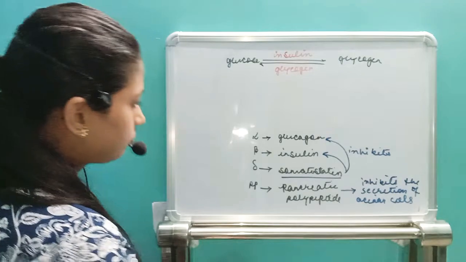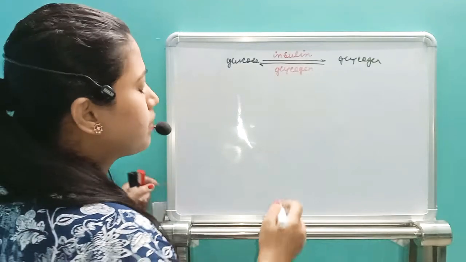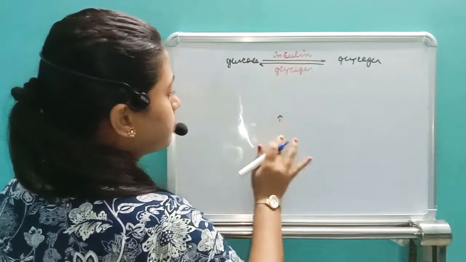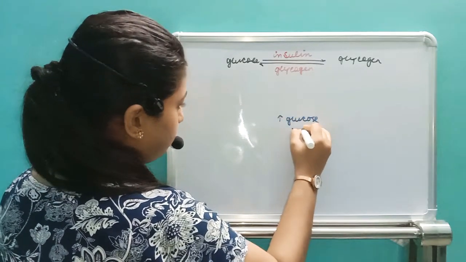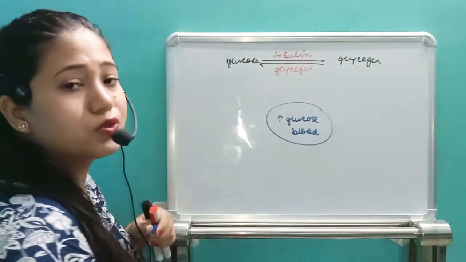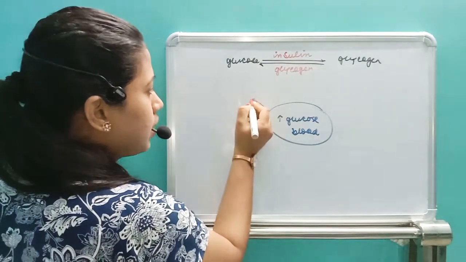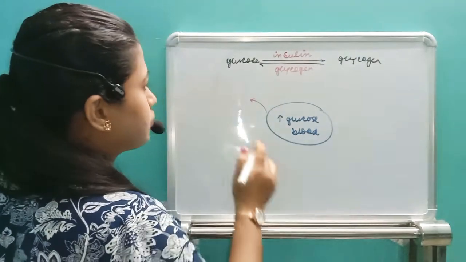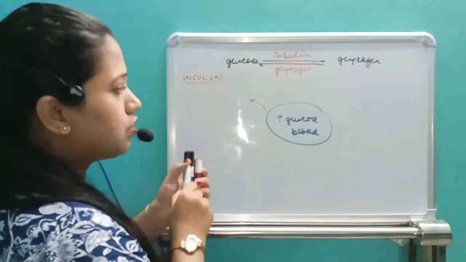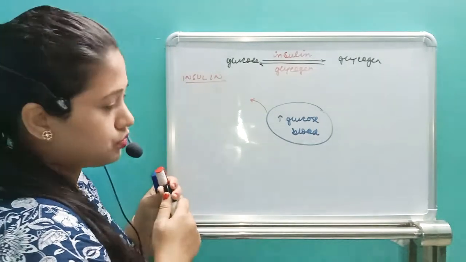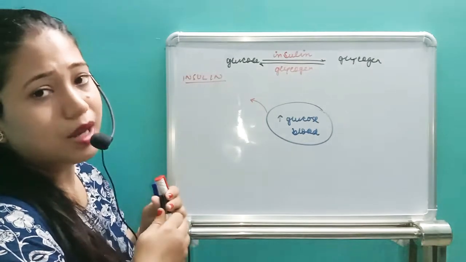So just see how this insulin and glucagon works. Okay, so first of all, suppose we have excess of glucose in the blood. Then what does our insulin do? Insulin will perform different functions. First of all, we are discussing only the insulin. What will our insulin do? Insulin will convert the glucose into glycogen, and that's how it can decrease the blood glucose level.